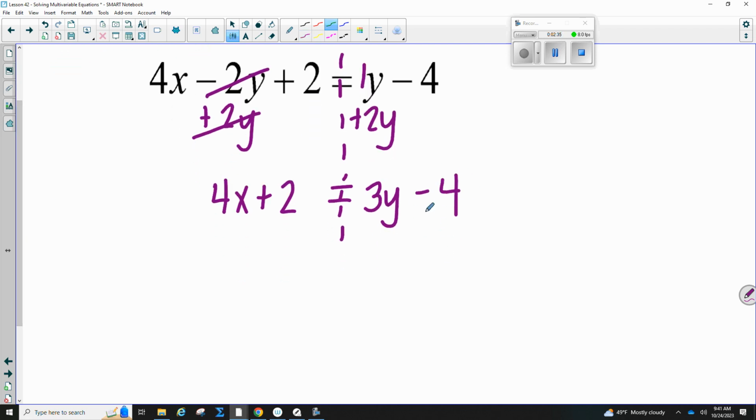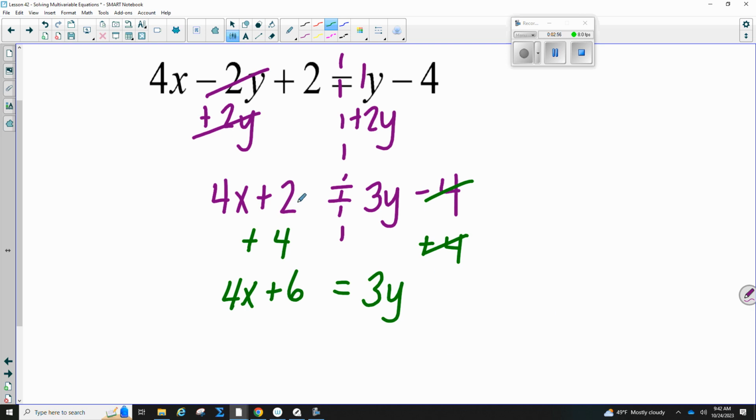You cannot divide by 3 until you get rid of this 4. So I need to add 4, because that's a negative 4, to cancel it, and I need to add 4 here. Notice I'm lining it up with its like term, that positive 2. So I have 3y here, and I have 4x plus 6 over here. 2 plus 4 is 6. All right, and then I'm going to divide by 3.